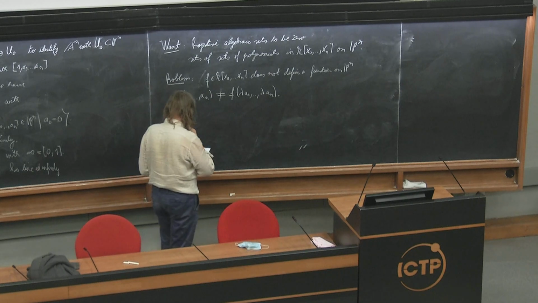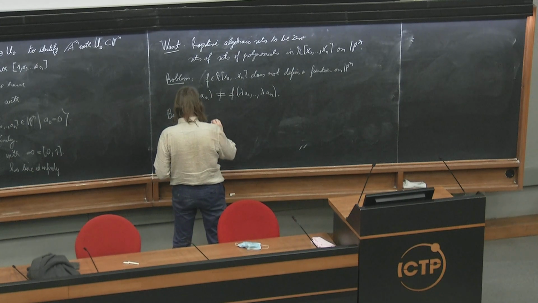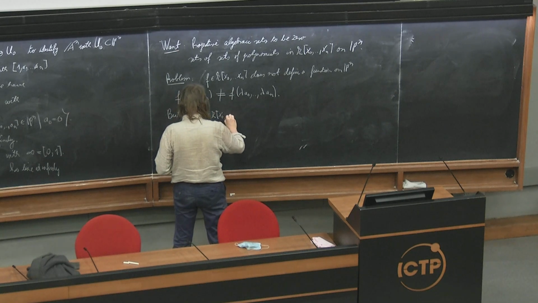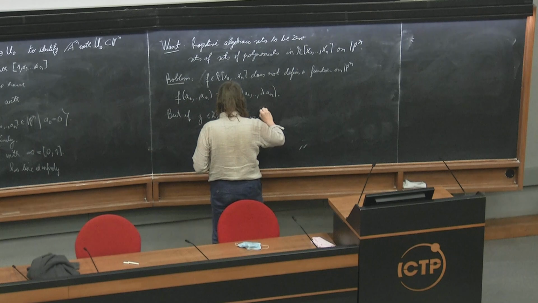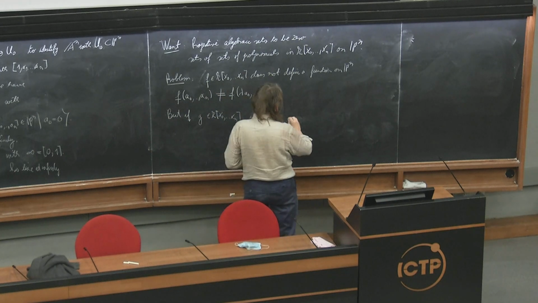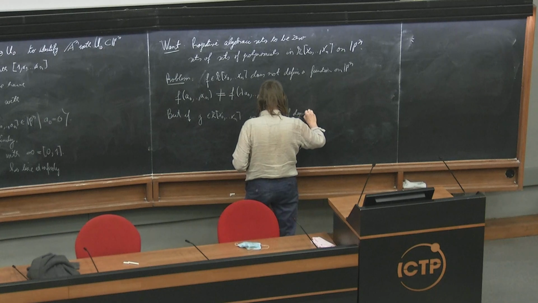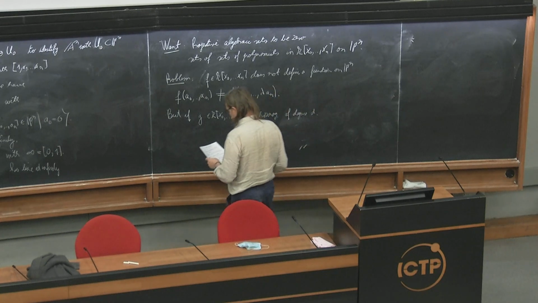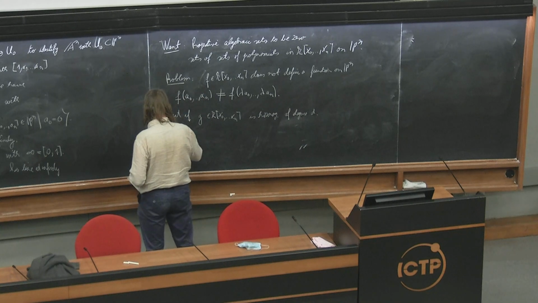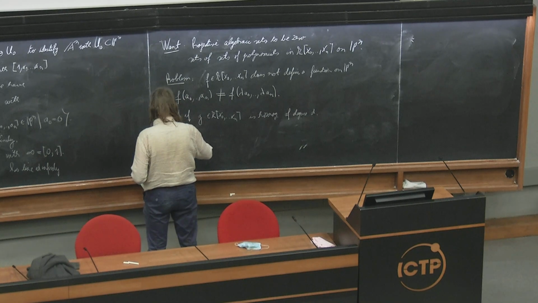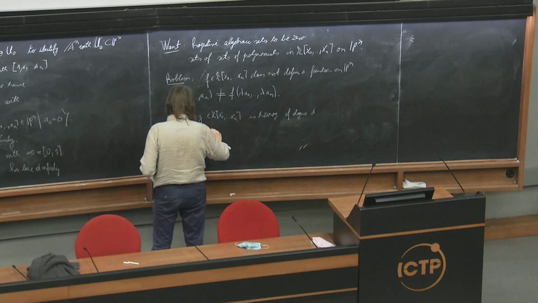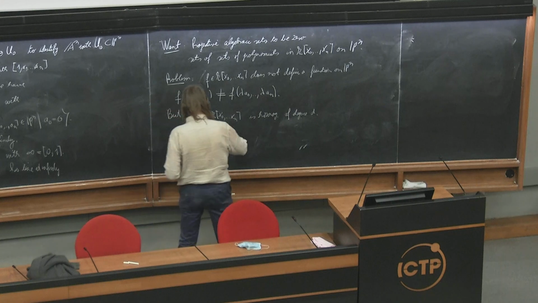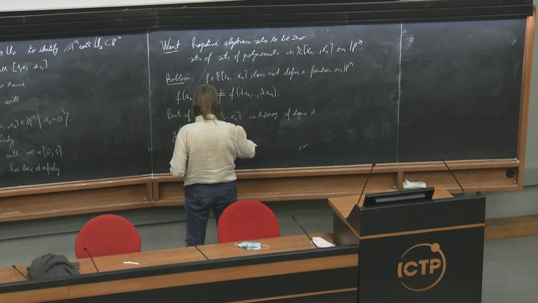But if G(x0, ..., xn) is homogeneous of degree d, then it's easy to see that G(lambda a0, ..., lambda an) will be lambda to the d times G(a0, ..., an).